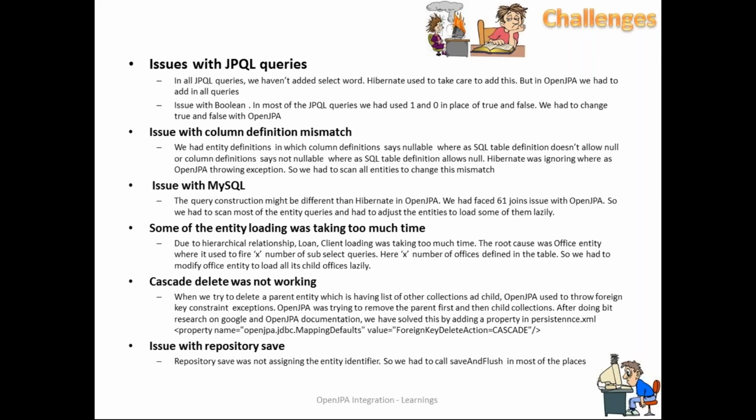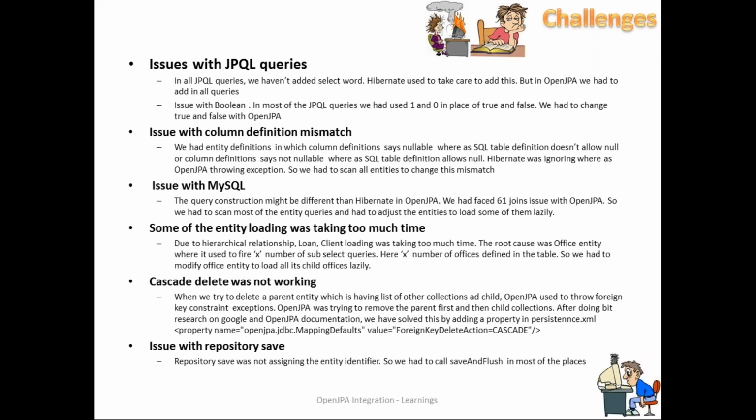We were even in touch with the OpenJPA forum itself. We were discussing with them, but we never got anything directly. Finally, after so much ad hoc trial and error, we figured out, okay, this works. So now we don't think we have any more issues with respect to cascade delete.